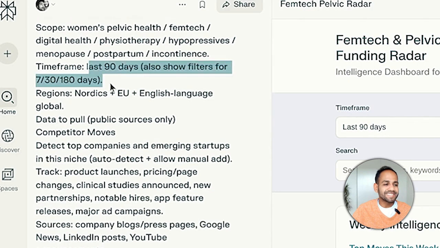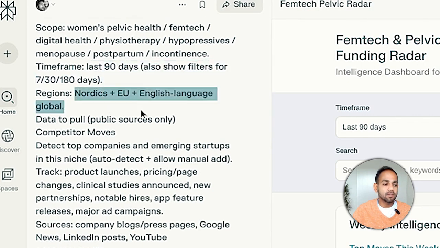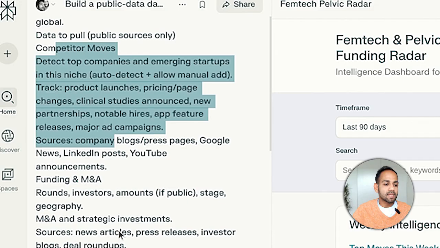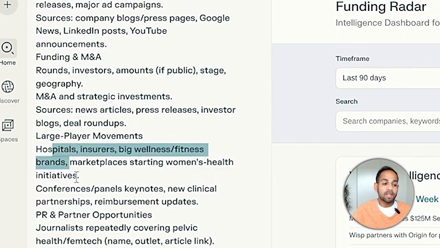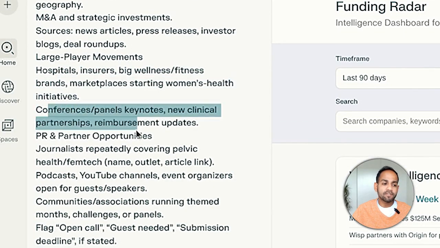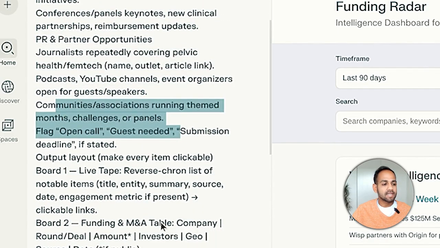I'm looking at it from the last 90 days. I'm looking at specifically Nordics and EU, but English. And I'm looking at competitors. I'm looking at funding and M&A. I'm looking at large player movements in my category. I'm also looking at conferences and panels that I could pitch at, podcasts that I could pitch at, communities that I could potentially sell my product into.